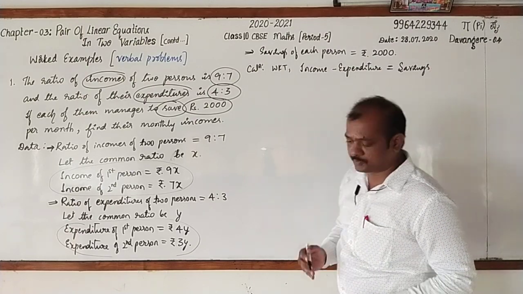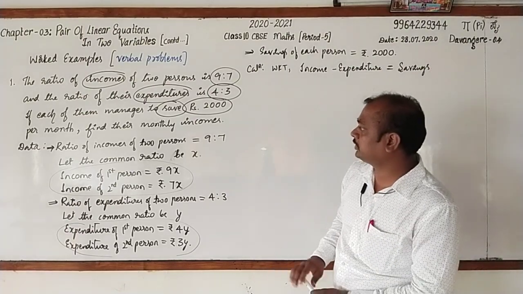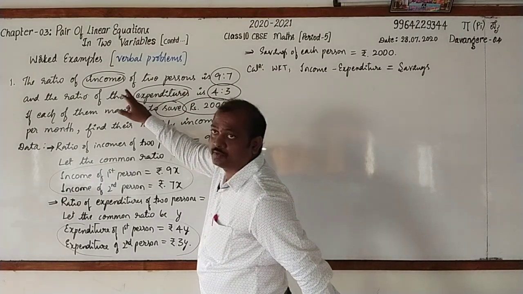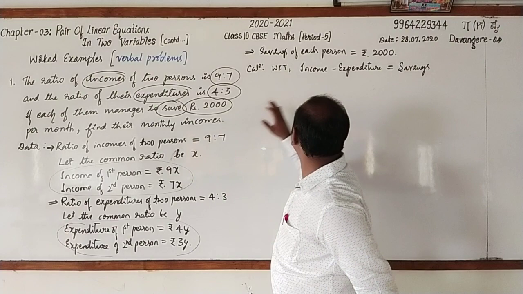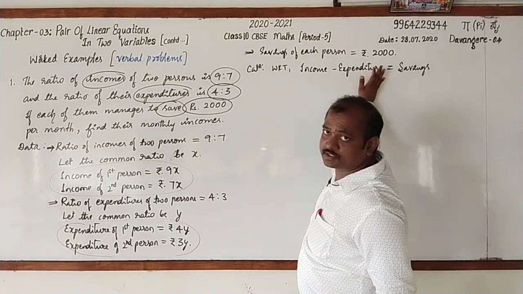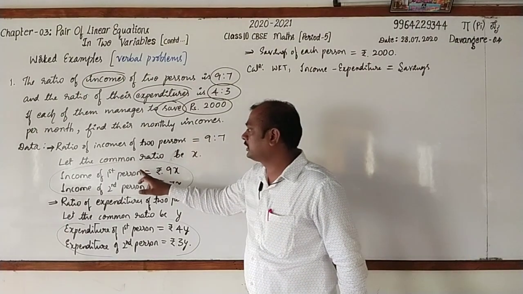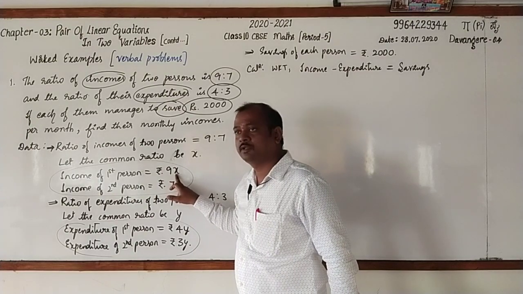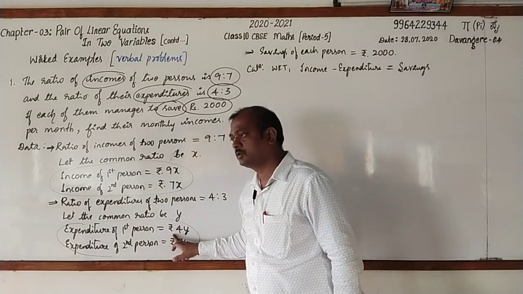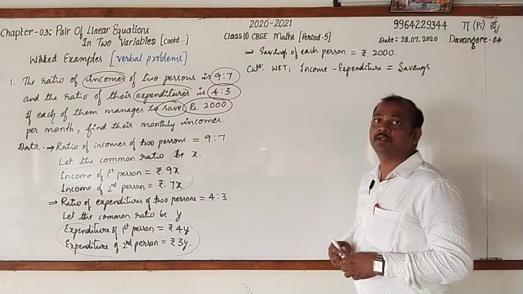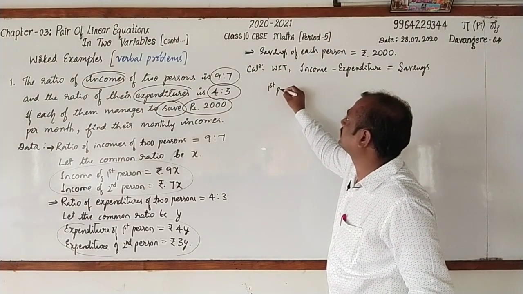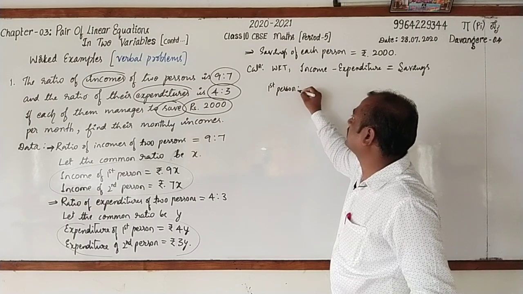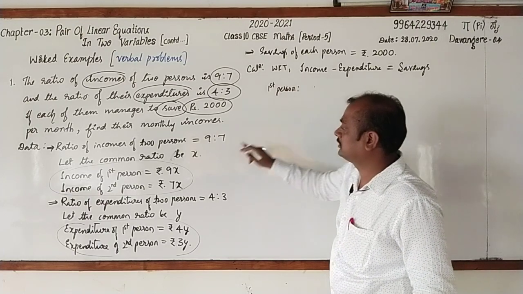Now, let us go for using the statement. According to the given statement, observe it with respect to savings: savings of first person is 2000. Second person is also 2000. Income of first person 9x. Expenditure of first person, it is 4y. Then how do you write? With respect to first person, his income is 9x.